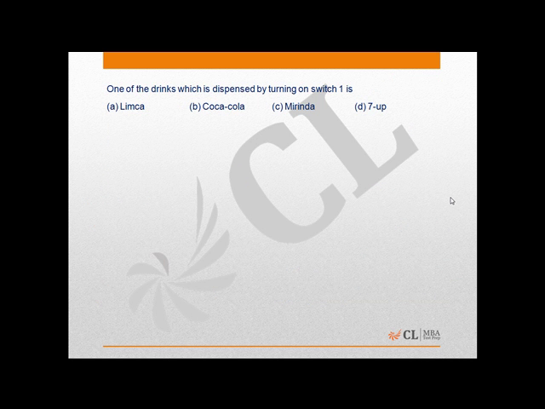Now come to the questions. First question asks, one of the drinks which is dispensed by turning on switch 1 is. When switch 1 is turned on, Mirinda and Pepsi come out, and out of these two, Mirinda is in the third option, therefore option C is the correct answer.